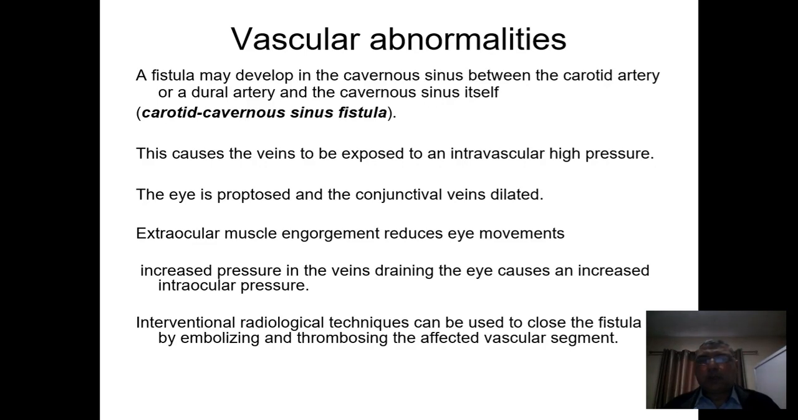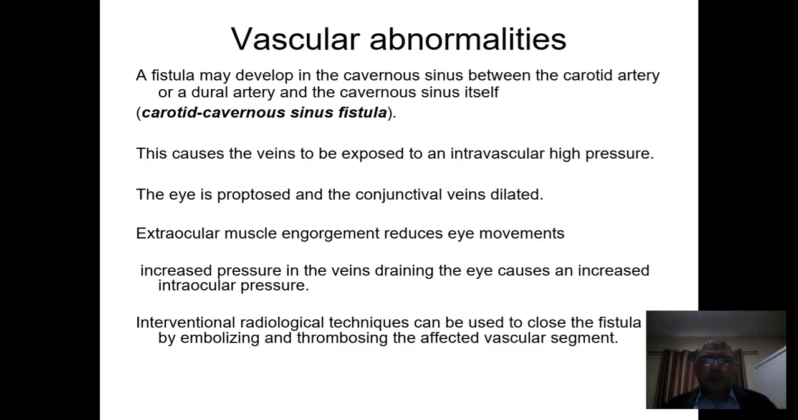Fistula may develop between the cavernous sinus and the carotid artery, and this is called the carotid cavernous fistula. So the sinus pressure will become arterialized with increased intravascular high pressure in the sinus. So the pressure will be reflected on the superior and inferior ophthalmic veins, which drain the orbital tissue from the orbit to the cavernous sinus.